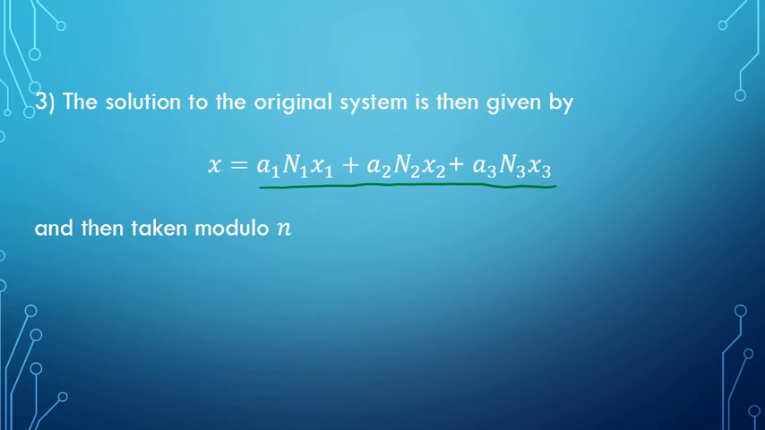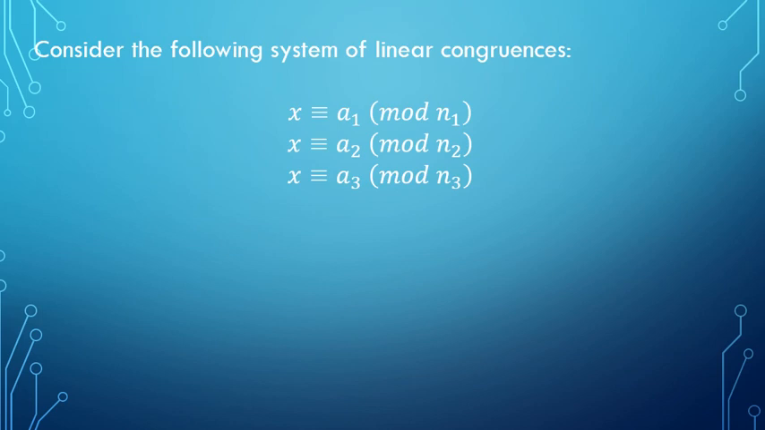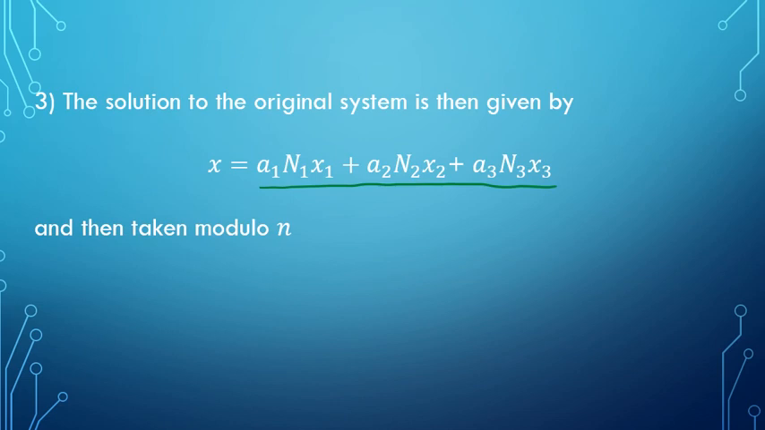x is equal to a1 times capital N1 times x1. Now keep in mind that a1 was just what x was congruent to in the first linear congruence there. Capital N1 we calculated, and then little x1 we just found. So it's a1 times capital N1 times x1 plus a2 times capital N2 times x2 plus a3 times capital N3 times x3. Each of these are whole numbers. You multiply them, you add them up, you're going to get some whole number.